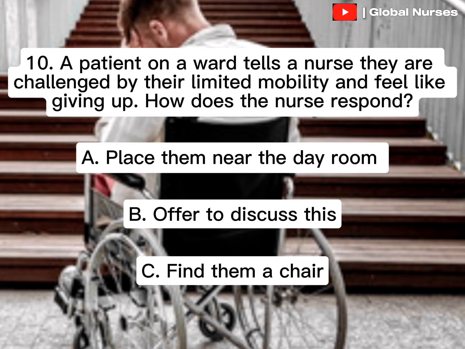10. A patient on a ward tells a nurse they are challenged by their limited mobility and feel like giving up. How does the nurse respond? A. Place them near the day room. B. Offer to discuss this. C. Find them a chair.